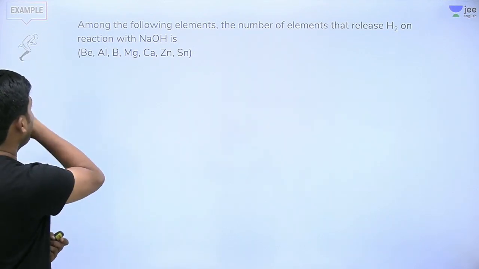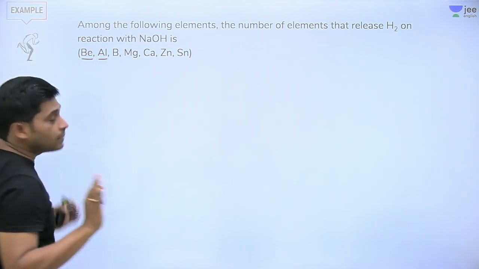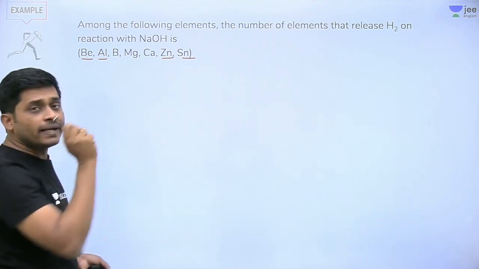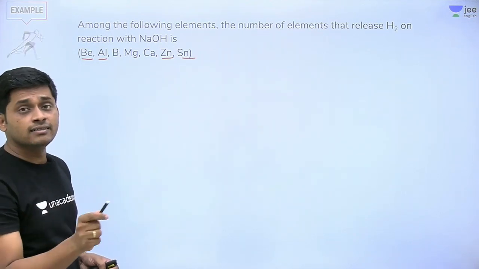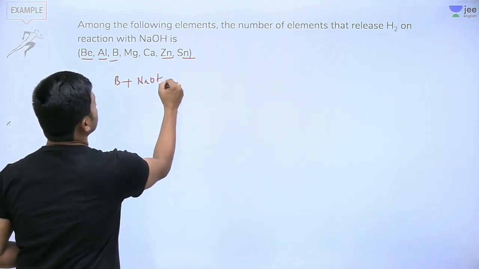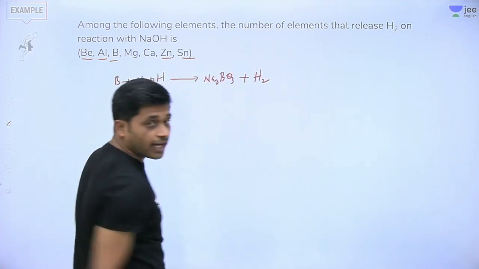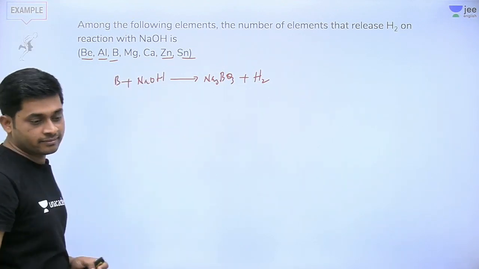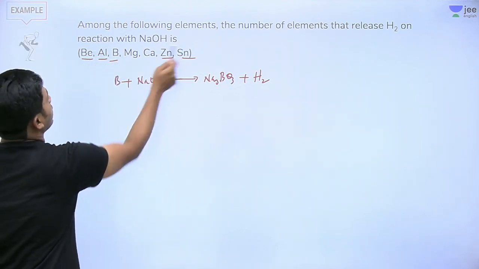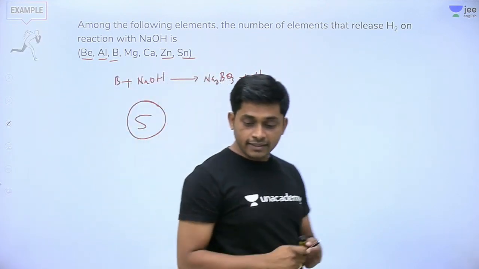See here. Beryllium and aluminium are metals, fine. And here Zn and tin, they are fine. Even a non-metal, you can see boron reacting: boron plus NaOH gives Na3BO3 plus H2. It's a non-metal but gives hydrogen. So that's why the total elements include metals and non-metals. So 1, 2, 3, 4, 5. So 5 is the correct answer. Got it, right?